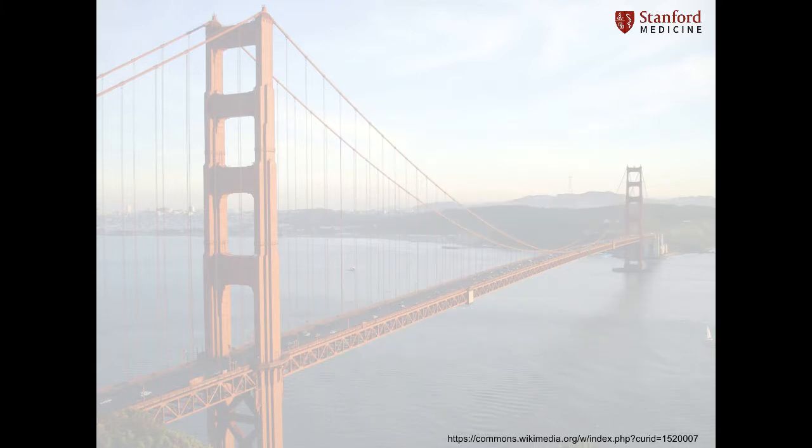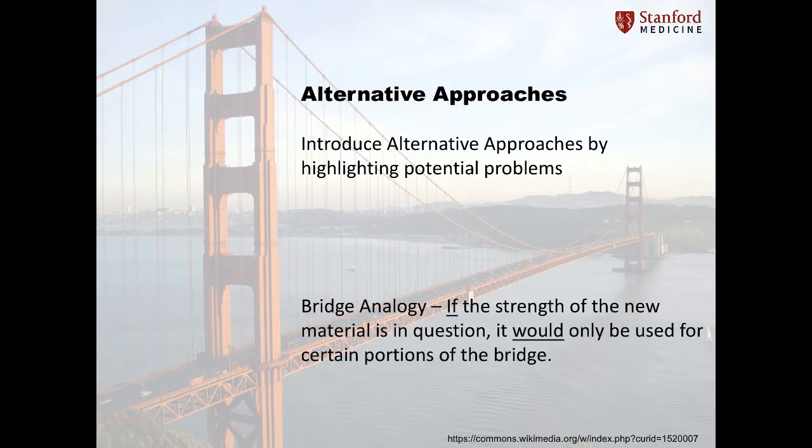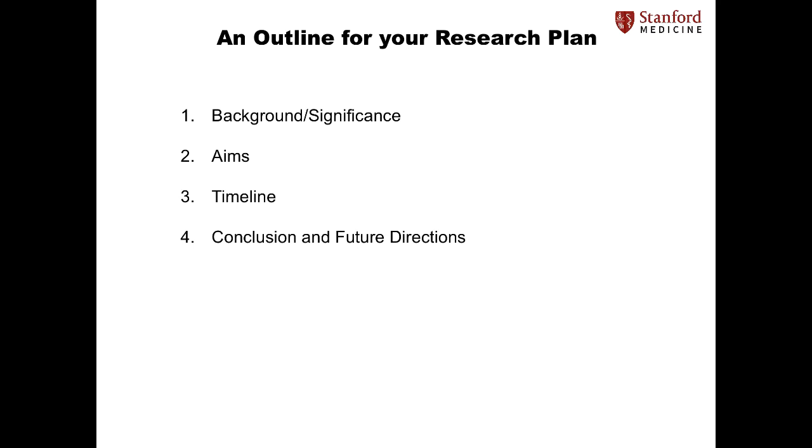This leads us into our alternative approaches, which is the final component of the aims section. You can introduce alternative approaches by highlighting potential problems, for example, if you don't get the expected outcomes that you were hoping for. In our bridge analogy, we might say that if the strength of the new material is in question, it would only be used for certain portions of the bridge that were less critical. So that sums up what's required in the aims section. Next, we'll take a look at the timeline and the conclusions and future directions required in your research plan.